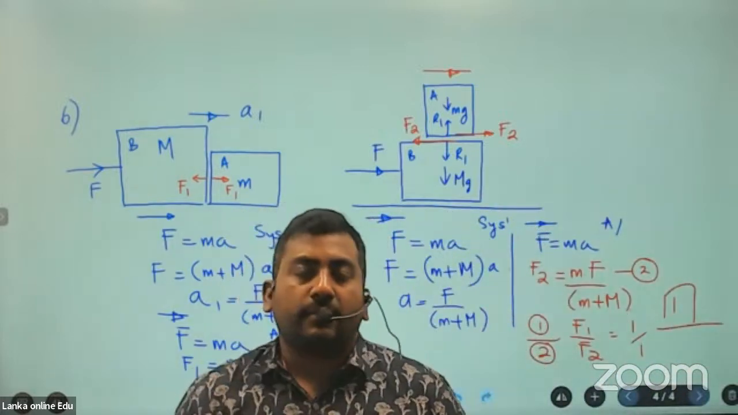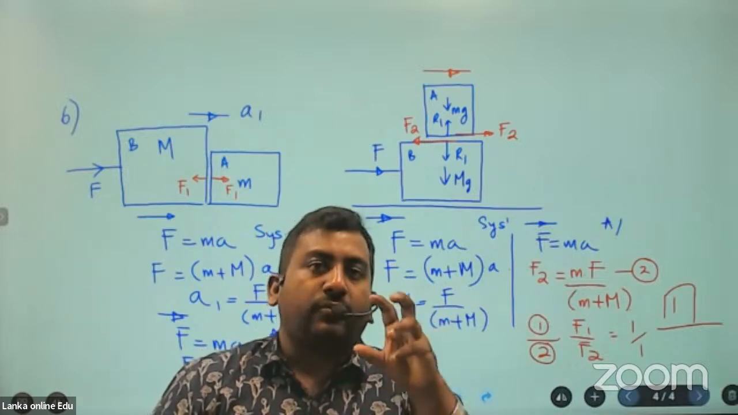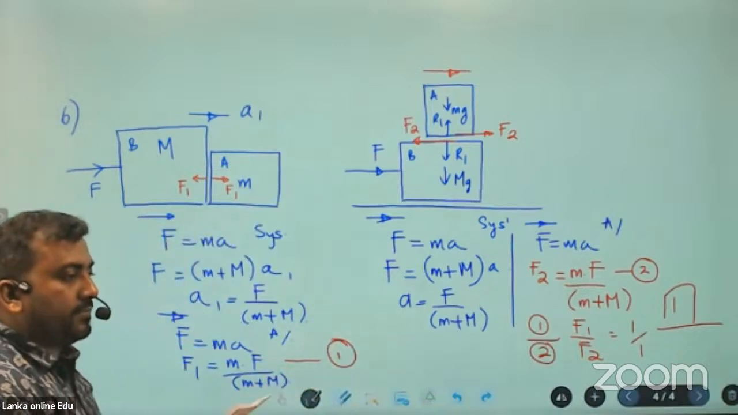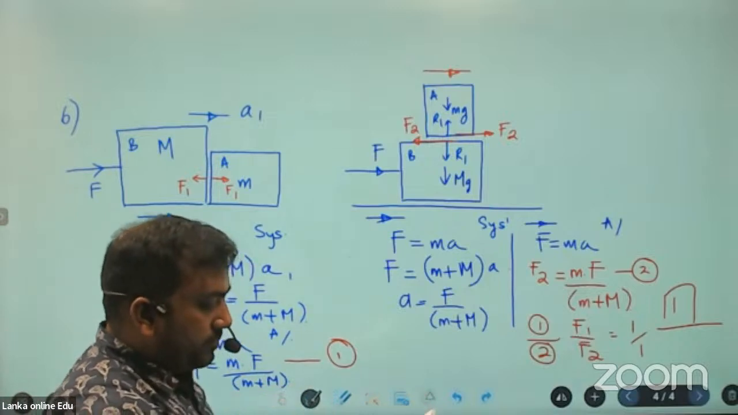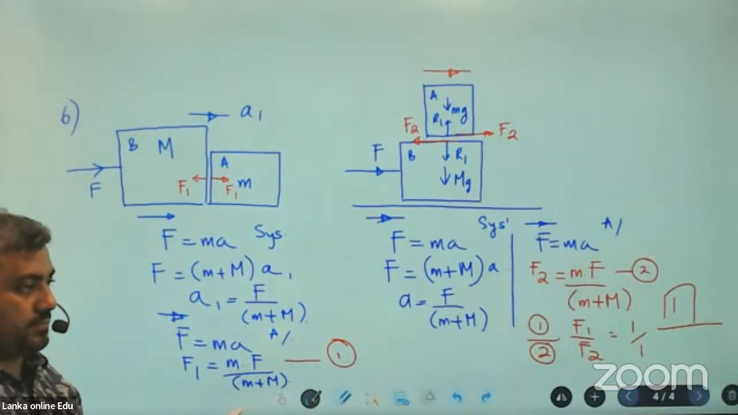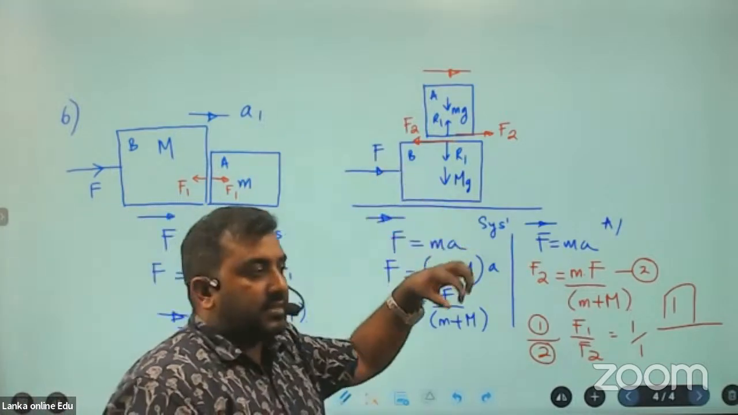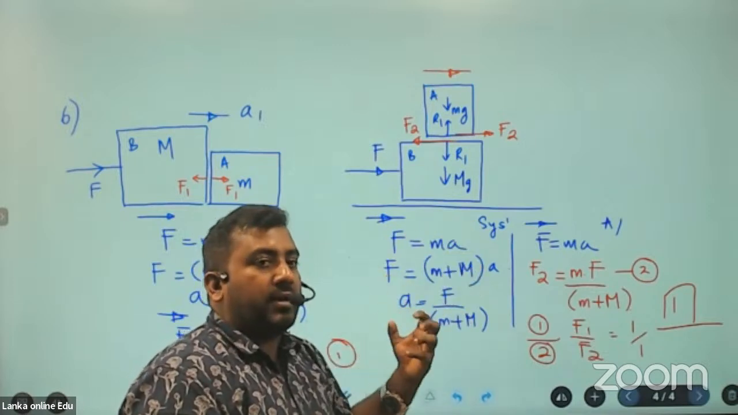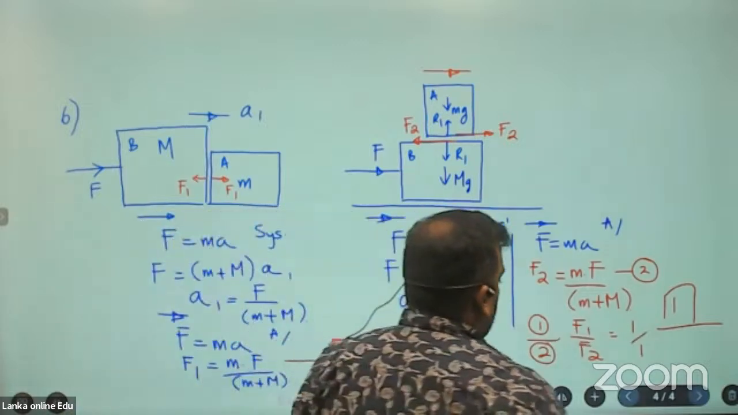What's the shortcut? The total mass of the system is the same, so the applied force is the same. In one shot you can say the answer is answer number 1. The total mass of the system is the same in both cases, so the force applied between them will be the same. So the ratio is going to be 1 is to 1.